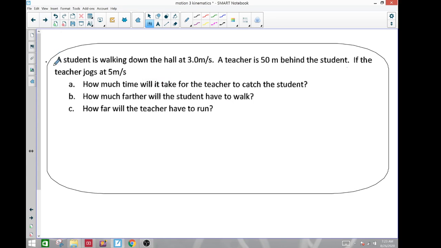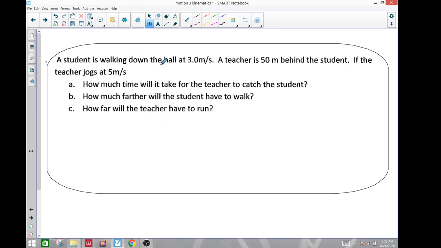This next one is set up very similarly. A student is walking down the hall, a teacher is 15 meters behind, and if the teacher jogs at 5 meters per second, how much time will it take to catch the student? I'm going to change this problem a little bit because it's very similar to the last one.